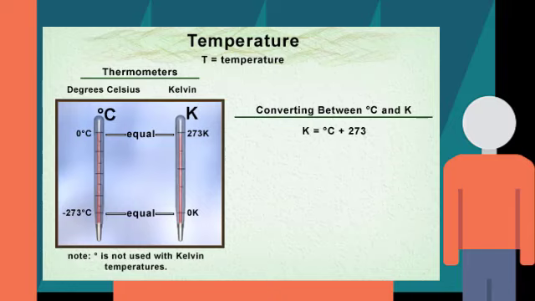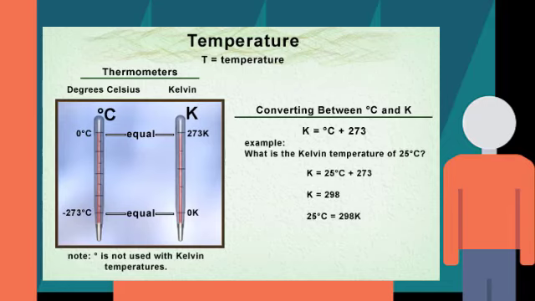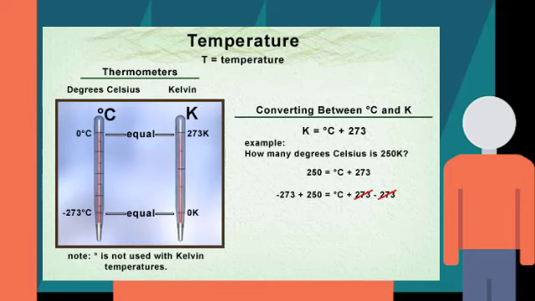Conversions between degrees Celsius and kelvins can be made using the formula: temperature in kelvins equals the temperature in degrees Celsius plus 273. For example, what is the Kelvin temperature of 25 degrees Celsius? Substituting 25 into the degrees Celsius and adding 273, you find that 25 degrees Celsius equals 298 kelvins. How many degrees Celsius is 250 kelvins? Substituting 250 kelvins into the equation, you find that 250 kelvins is negative 23 degrees Celsius. You will learn more about the significance of this Kelvin scale later in the program.